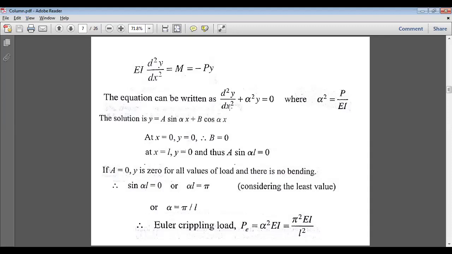Now the equation can be written as d2y by dx square plus alpha square y is equal to 0. So we are integrating 2 times y with respect to x. So this way we will be having y equals a sin alpha x plus b cos alpha x, where a and b are the constants.